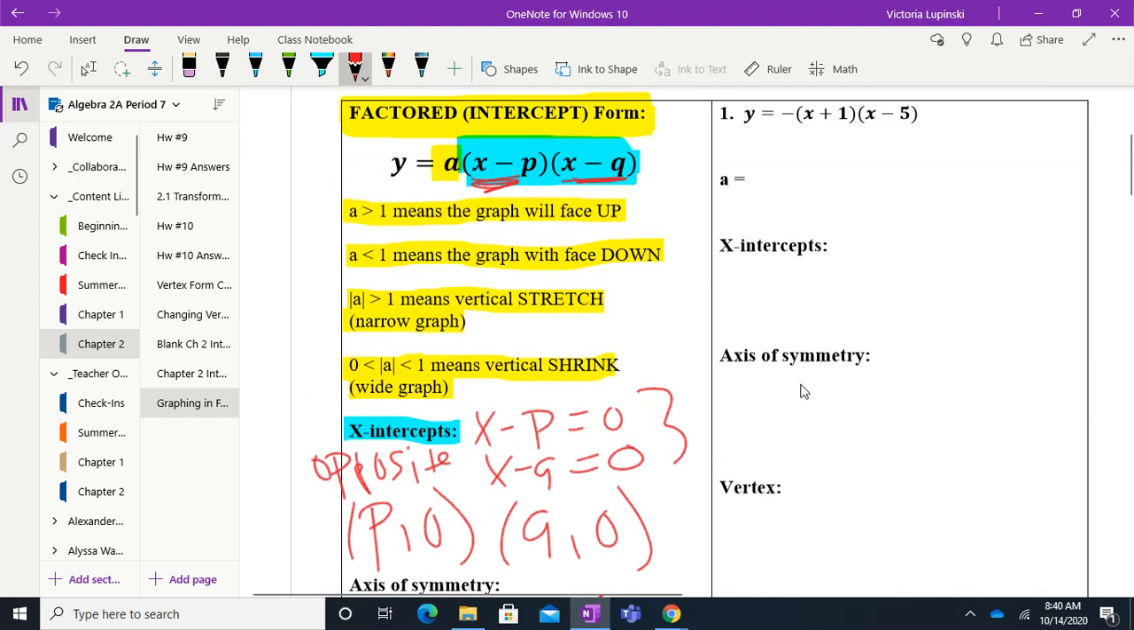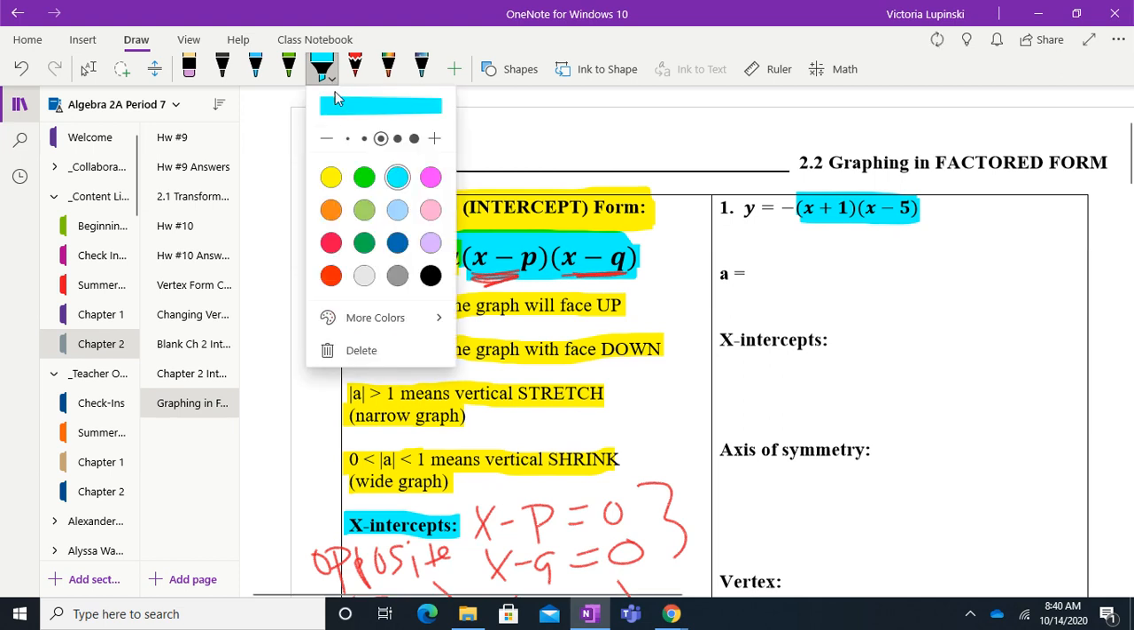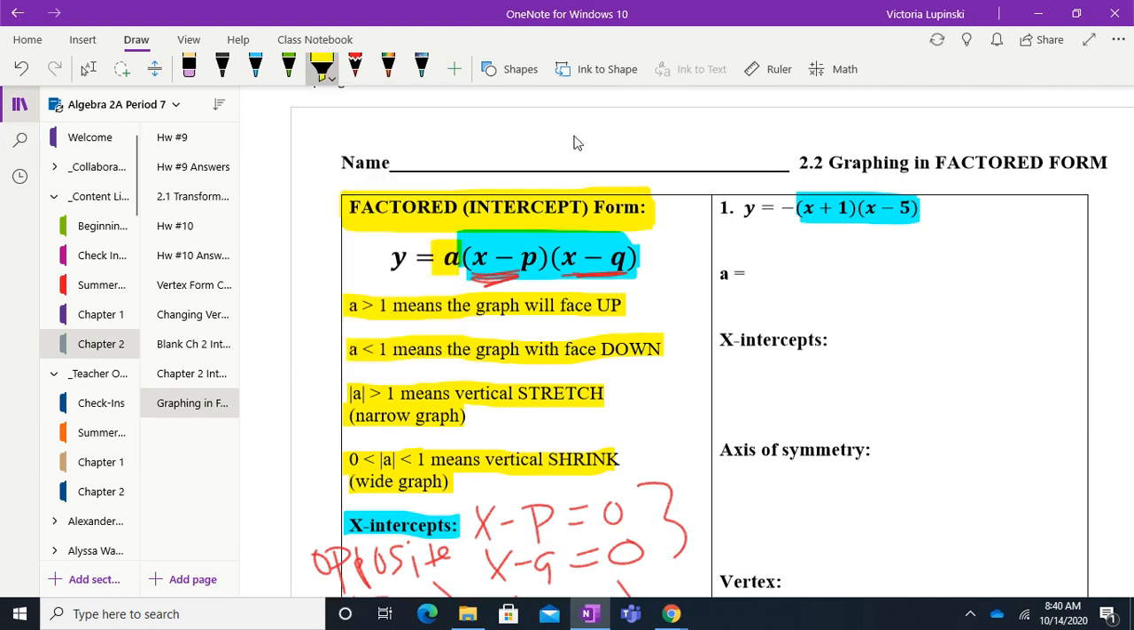So let's go ahead and take a look here at number 1. I actually drew the graph for you already, just so it's nice and neat. But of course, we need to figure out how to get there along the way. So y equals negative (x plus 1) times (x minus 5). And again, you know right off the bat that this is factored form because of the fact that you have these parentheses. When you see those parentheses, those are by definition factors, which means that it's factored form.